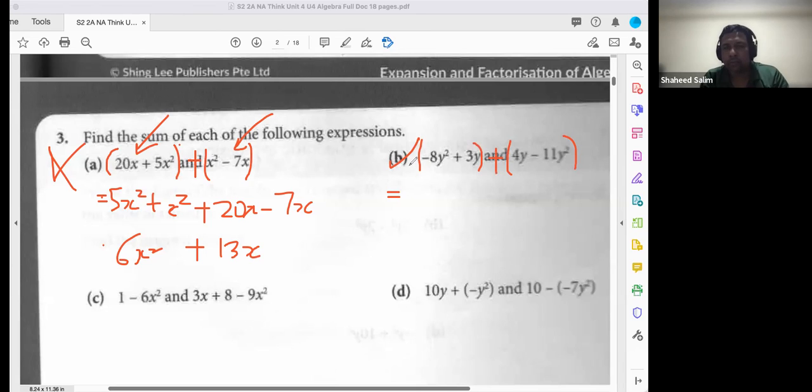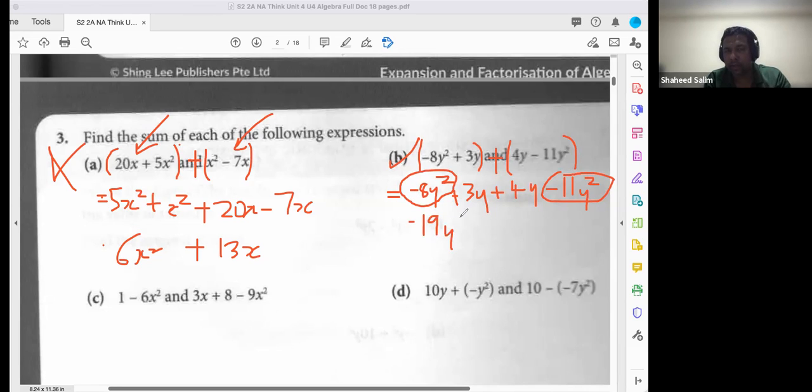Down here, plus times minus is minus 8y squared. Then plus and plus 3y. Plus and plus 4y. Minus 11y squared. So let us go for y squared first. You owe $8. You owe $11. You owe $19. Okay. You have 3y, you have 4y, you have 7y.